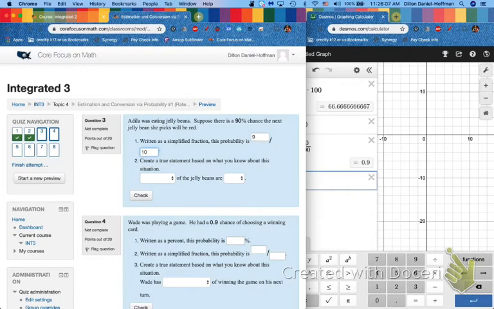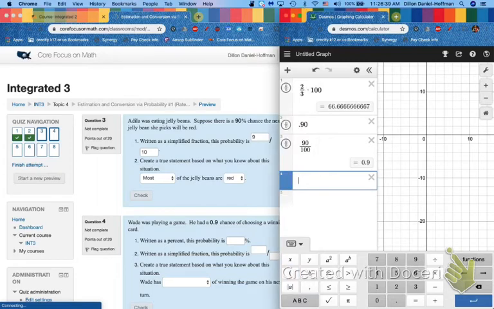9/10. All right. Most of these jelly beans are red because 9 out of 10 is almost all of them. If you have a number like 2 out of 10, you'd say few of them. And if you had 5 out of 10, that would be half. All right, this is taking its sweet time here. As it does that, I'll read number 4. Wade was playing a game. He had a 0.9 chance of choosing a winning card. Hey, 0.9 is exactly what we just had here, 0.90. So this is the same exact fraction twice.